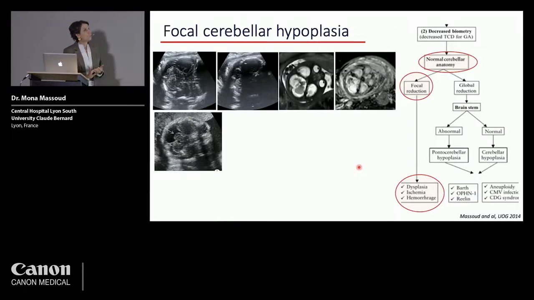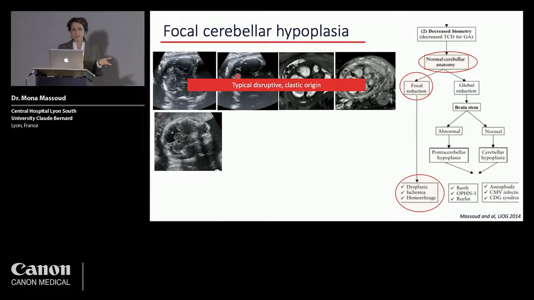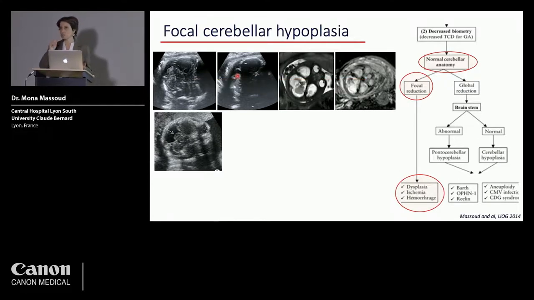Let's talk about focal cerebellar hypoplasia. This is not new. We already published about these cases. You see the decreased biometry, you look at the anatomy, and from this you will see that the reduction concerns only one hemisphere. So we know that in these cases, pathologies, they are typical, classic, disruptive etiologies.